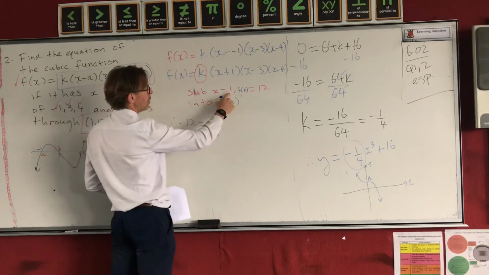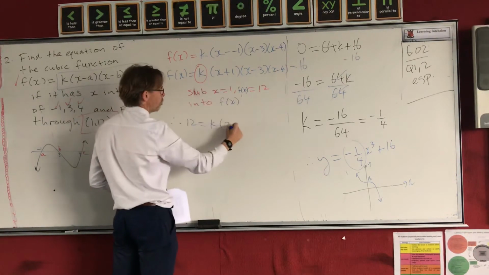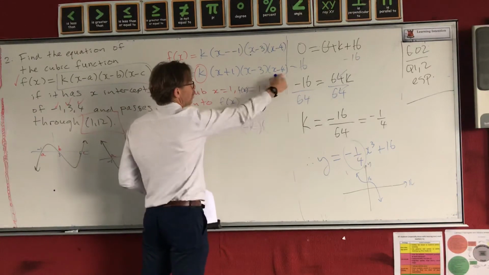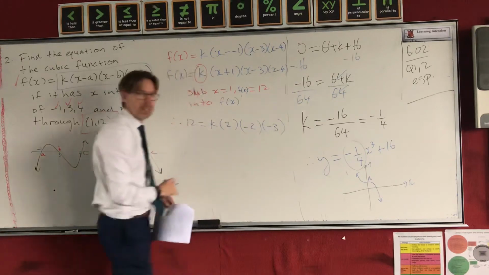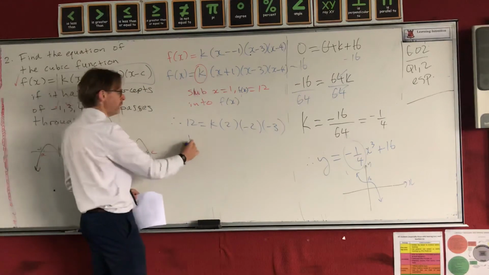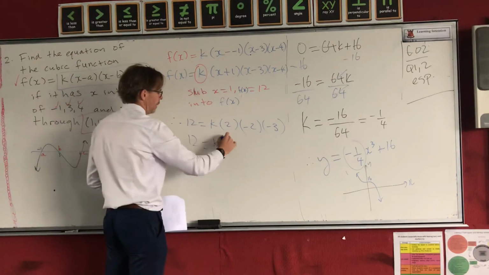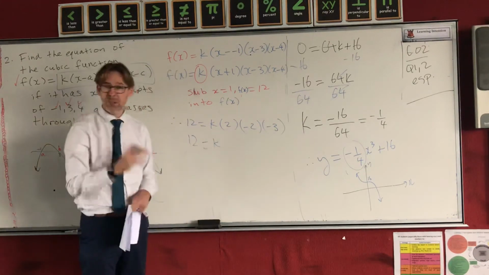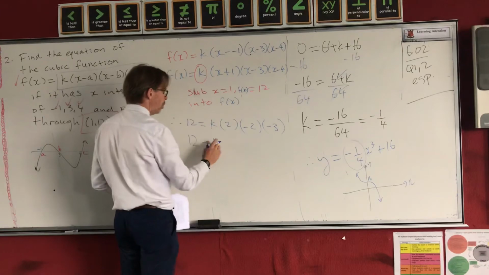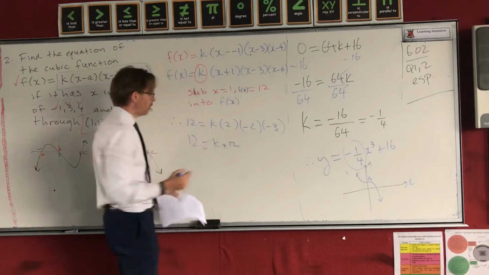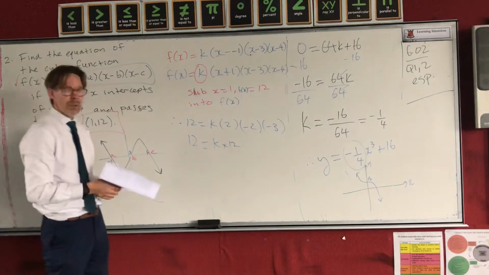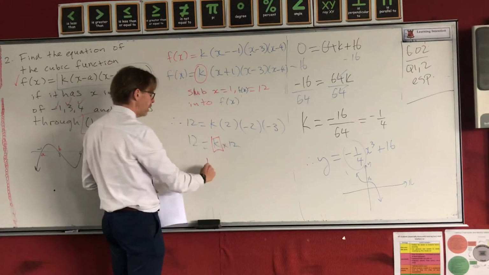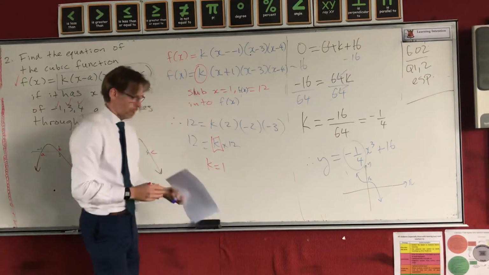Now it says x is 1. 1 plus 1 is 2. 1 minus 3, negative 2. 1 minus 4, negative 3. Okay, it's from substitution. Now 2 times, let's do the positive. Negative 2 times negative 3 is positive 6. Times 2 is 12. So you've got k times 12 there. And without too much thinking, k must be 1. 1 times 12 is 12. So k equals 1. Right?